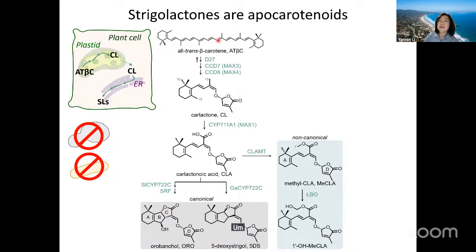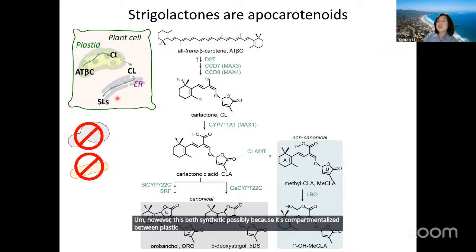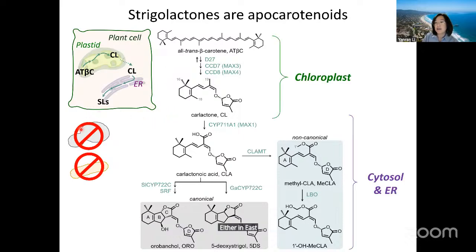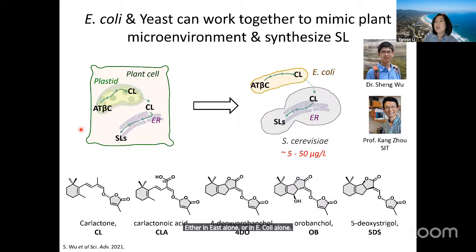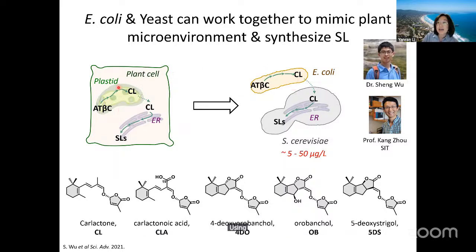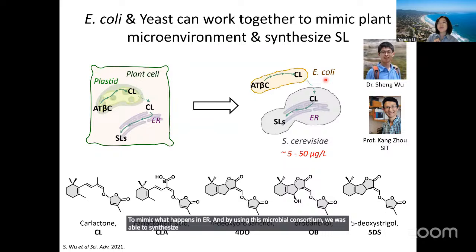However, because this biosynthetic pathway is compartmentalized between plastid and ER, it was basically impossible at that time for us to build up the whole pathway either in yeast alone or in E. coli alone. So what we did was utilize a consortium mimicking what's happening in plant cells, using E. coli to mimic what happens in the plastid and yeast to mimic what happens in the ER. By using this microbial consortium, we were able to synthesize an array of strigolactones.